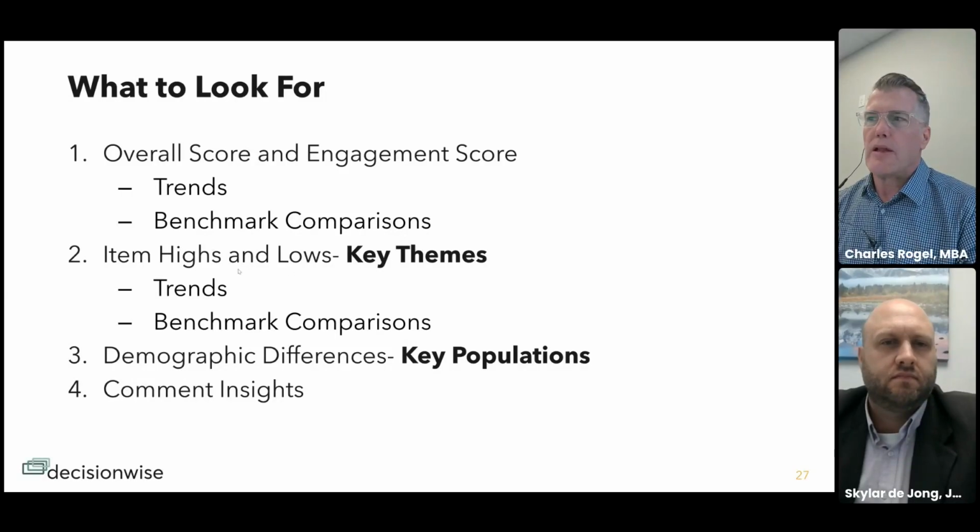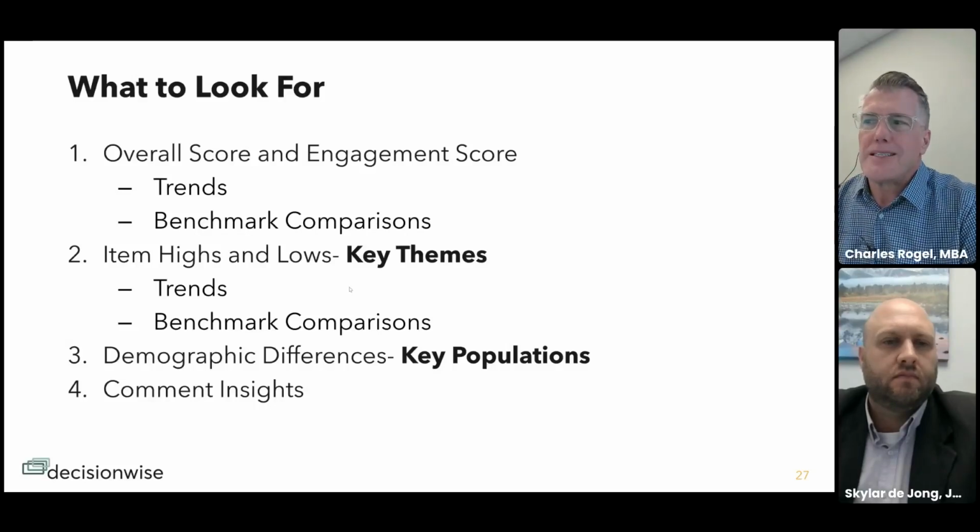And then we look at the questions or the items themselves, and we sort them high to low. We look at trends and benchmark comparisons, because we're looking for the key themes. What's working? What are the strengths in the organization? And then what are the opportunities, or the low scores, that we want to focus on? And are any of those low scores similar questions about the same topic?